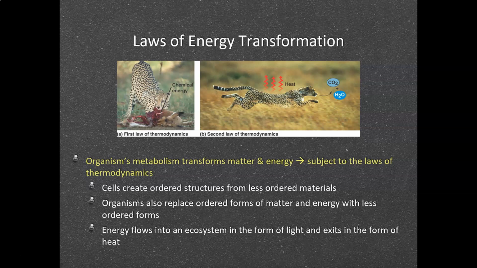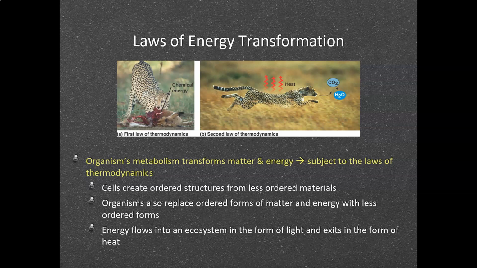So when cells create those ordered structures from less ordered materials, they have to be able to utilize energy, so that energy has to come from somewhere. They also end up having to replace ordered forms of matter and energy from less ordered forms. That's where your metabolism comes in, right?